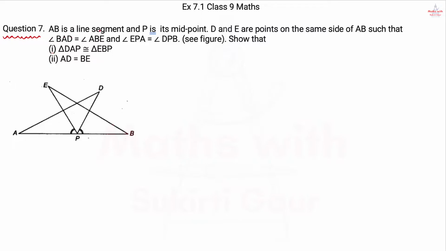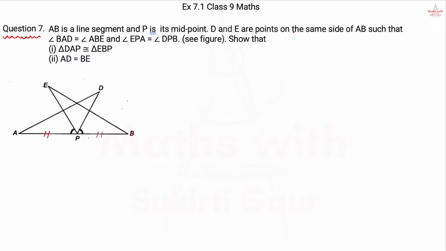In question number 7, AB is a line segment and P is its midpoint. Everybody here can see AB is a line segment given in this figure and P is the midpoint of this whole side AB. It means AP and PB will be equal to each other if P is the midpoint of AB.